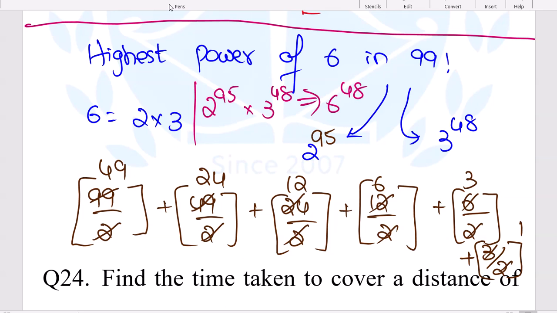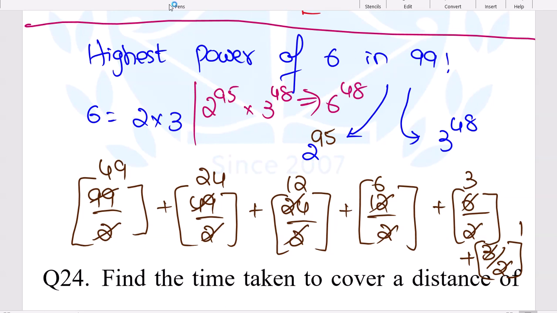Highest power of 6 is 48. Actually, when they're asking highest power of 6, 6 is equal to 2 into 3. 2's are for sure more than 3's. Blindly I can say 48, but I want to add some extra point to make sure you learn how to calculate highest power of 2. When they ask highest power of 6 in a factorial, do 3, that's sufficient, because definitely 2's are more than 3's. In 10 factorial also 2's are more than 3's. In any factorial 2's are more than 3's. 3's is sufficient.